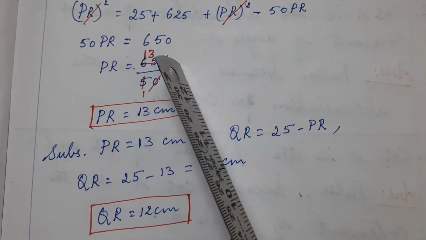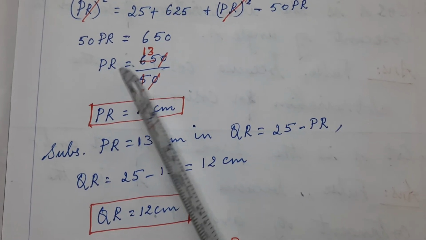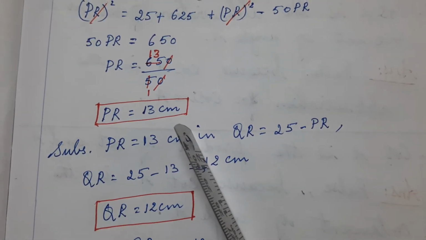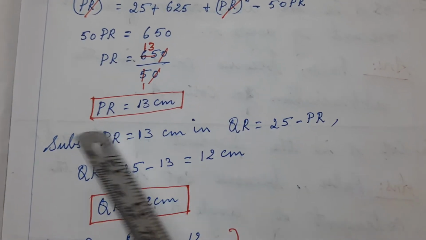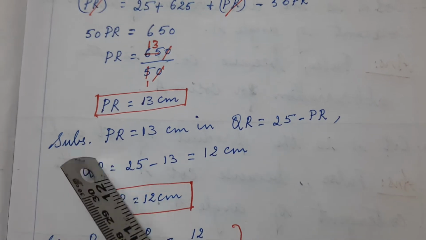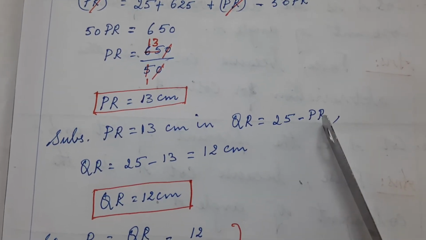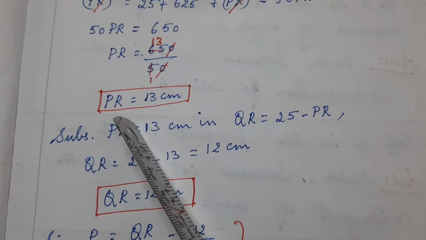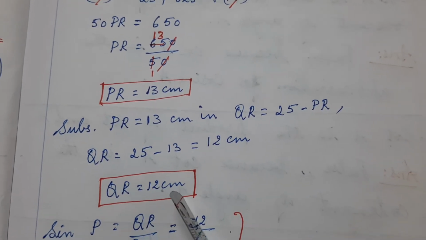PR is equal to 650 by 50, cancelling the two zeros. 5 ones are 5, 5 13s are 65. So PR is equal to 13 cm. I put a box because these are the unknown values. To identify, I have just put a box. Next, I am substituting this value in QR is equal to 25 minus PR. So QR is equal to 25 minus 13. Instead of PR, I have just put 13. So 12 cm. So I got QR is equal to 12 cm.